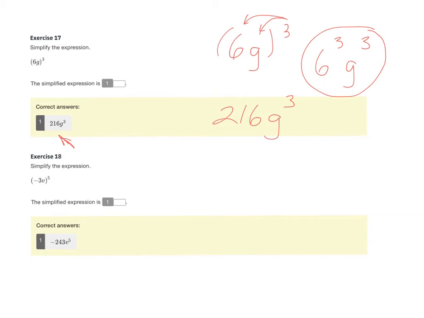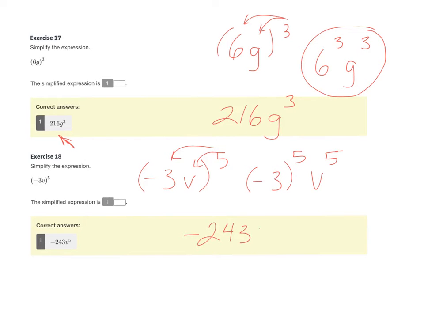And number 18 is going to be the same thing. We're going to take this 5 and we're going to share it. We're going to share the 5 to the negative 3 and to the v. So that would give me negative 3 to the 5th, v to the 5th. And then it looks like they wanted you to do it, so I'm going to go negative 3 in parentheses to the 5th. That gives me negative 243 v to the 5th.